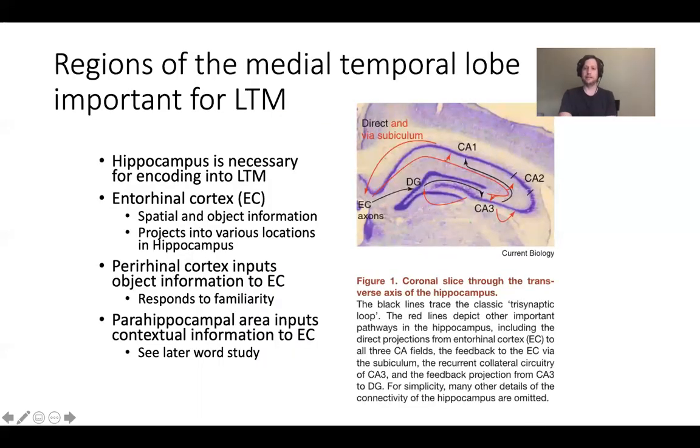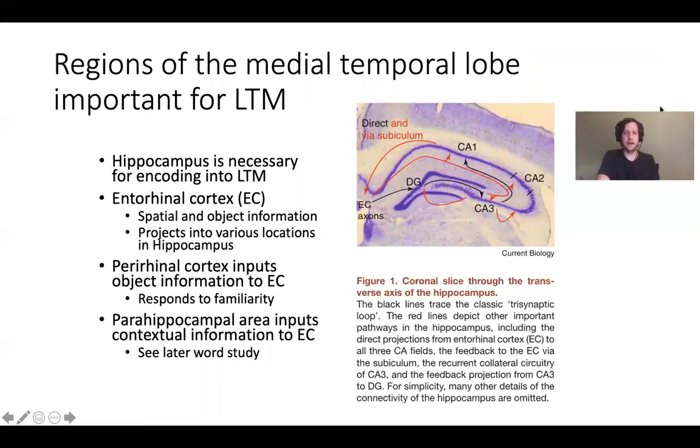So here's another picture of the hippocampus and some surrounding regions. This is an actual brain with some of these regions labeled anatomically. But this slide also gives you some information about the functions of these different regions. It reiterates some of the stuff from the last slide regarding the functions of these different regions.